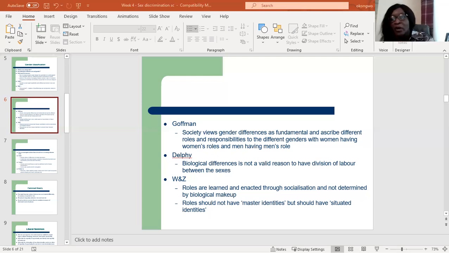West and Zimmerman went on to say that roles are learned and enacted through socialization, and that they are not determined by biological makeup. When we talk of socialization, it is a process of learning, through observation and interaction, with our environment. So these gender roles are not inbuilt. We learn them through socialization. It's not because I'm a woman or a girl that I know how to cook. I was not born with cooking skills. I was taught how to cook.